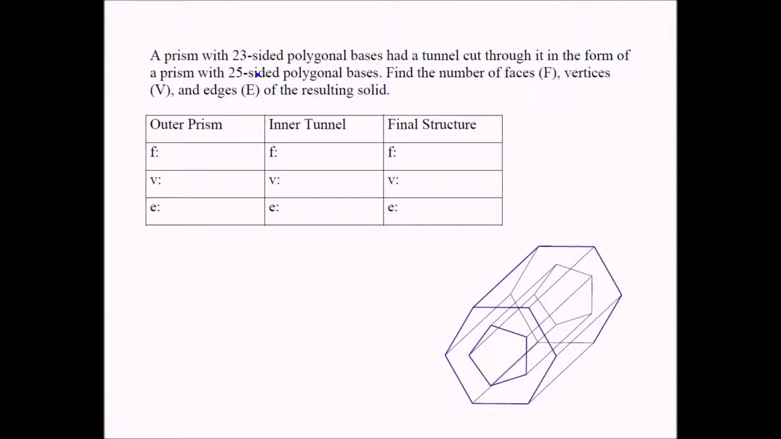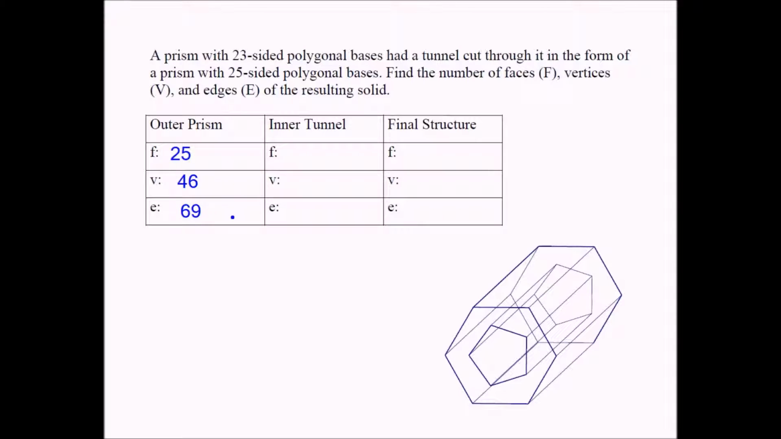First, the outer prism is a prism with polygonal bases that are 23-sided polygons. How many faces would that outer prism have? A prism with 23-sided polygonal bases will have 25 faces: 23 plus 2, 25. How many vertices would it have? 23 times 2, or 46. Try to visualize it. How many edges would it have? It would be 23 times 3, and that's going to give you 69. So the first part is fairly easy.